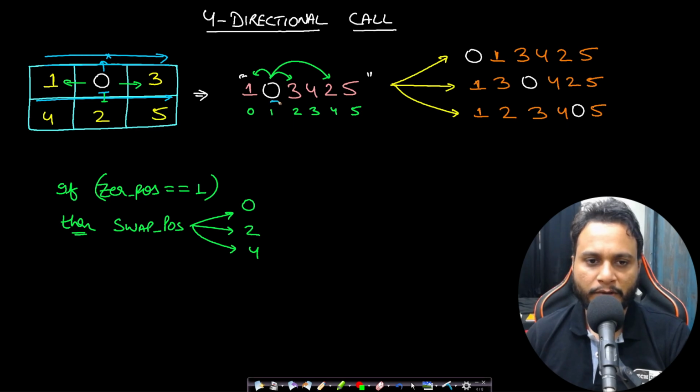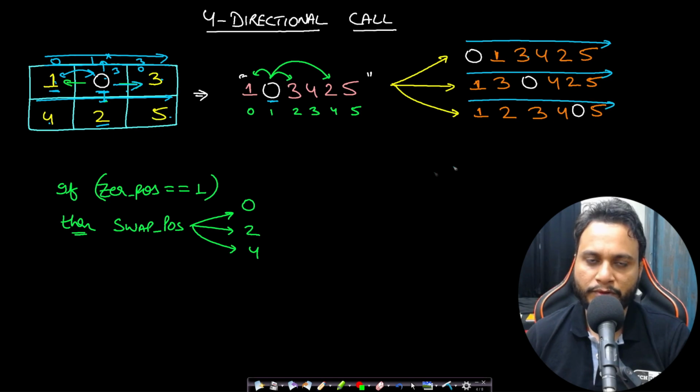Now if you look at all the possible transitions for this 0, then it can be swapped with this 1. If you swap it with 1, then the string will change to 0, 1, 3, 4, 2, 5. If you swap it with the right hand side, then the string will be 1, 3, 0, 4, 2, 5. And if you swap this 0 with this 2, then your string will be 1, 0, 3, 4, 2, 5.